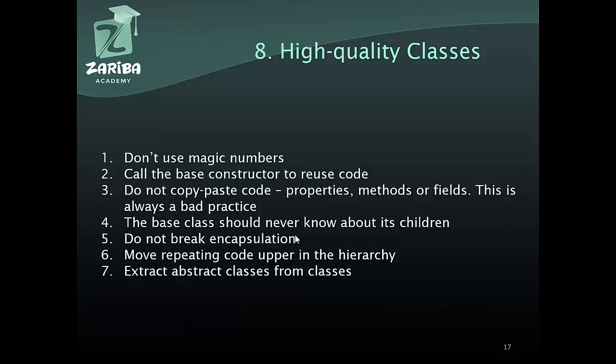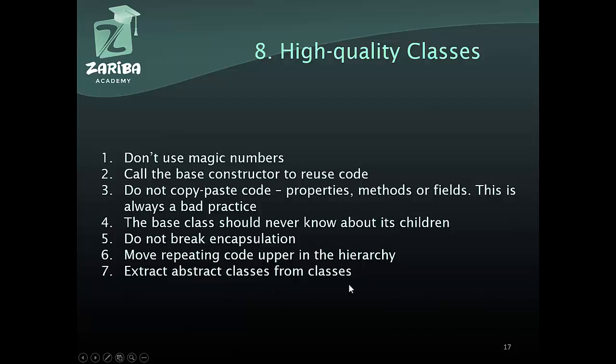So how would you solve this problem? The more abstract class knowing about its children. So you should make an abstract method which is called Attack, and then the children should override it somehow, or make it virtual if you have some related tasks or something like that. Okay, do not break encapsulation. We've talked about this a lot. Move repeating code upper in the hierarchy. So as soon as you have to copy paste, abstract class, interface, whatever you want.